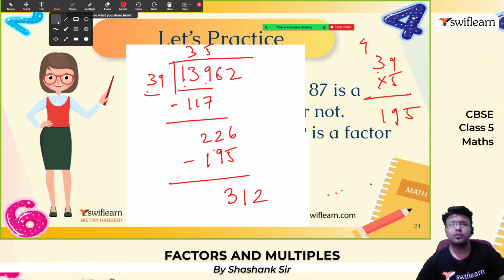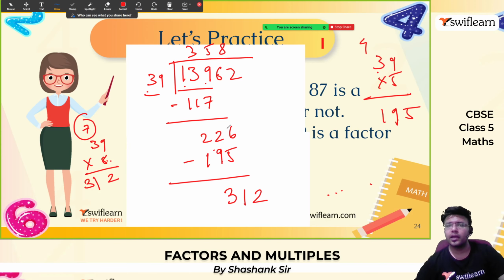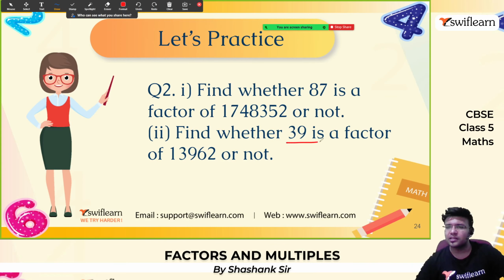Okay, so check with 8. 39 into 8. 8 nines are 72, 8 threes are 24, 24 plus 7 is 31. So it is 312. We got remainder 0. It is perfectly divisible. So 39 is a factor of this. The factor always divides the number. We get a whole number, a natural number.